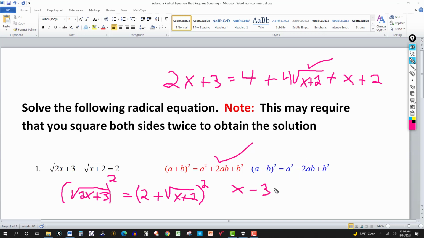So then it gives me x minus 3 is equal to, and that gives me 4 square root of x plus 2. Okay, now I've got a radical on the right side. So I just repeat the procedure. Isolate the radical. Now I'm going to leave the 4 just where it is. Because what I'm going to do is this. I'm going to square both sides to get rid of that radical. Square this side, and then square this side.